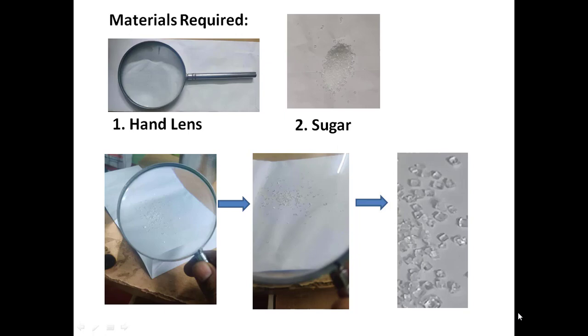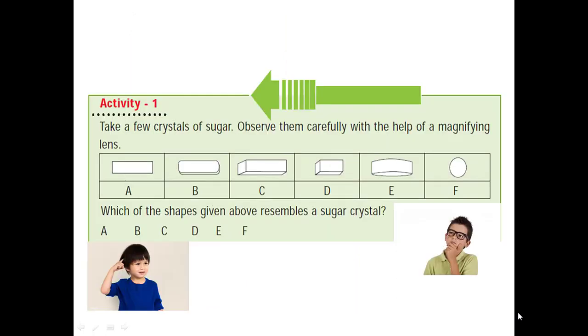The process is: take the hand lens in your hand, view the sugar, zoom in and adjust it on the sugar crystals so that we are able to view this kind of sugar crystals by means of the hand lens. So, which of the shapes given above resembles a sugar crystal? For me, the answer is D.